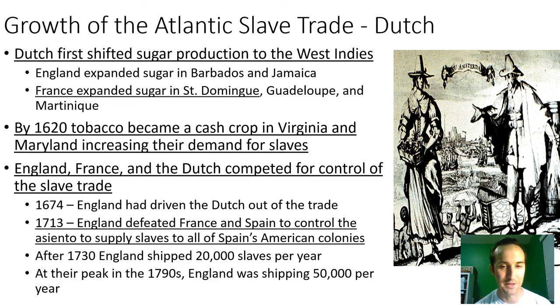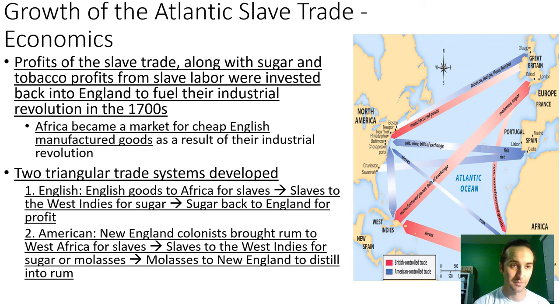In 1713, England defeats France and Spain to completely control the asiento, to control the complete slave trade, to supply slaves to all of Spain's American colonies. They go through British ships. After 1730, England ships about 20,000 slaves per year, and at their peak, England is shipping about 50,000 slaves per year. As far as the economics and how it works, we'll go into detail on this.